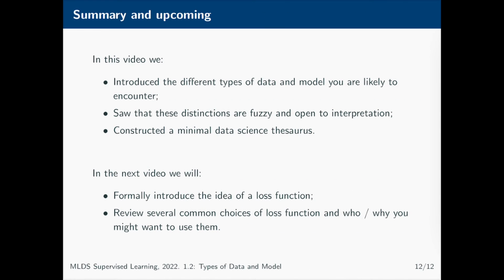So briefly to summarise what we've covered, in this video we've introduced several different types of data and model that you're likely to encounter in your work as a data scientist. We've seen that the distinction between these is often fuzzy and open to interpretation, but we've constructed a minimal data science thesaurus that will allow us to communicate with a range of different stakeholders on our project.